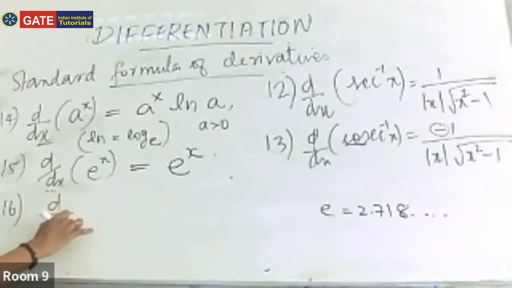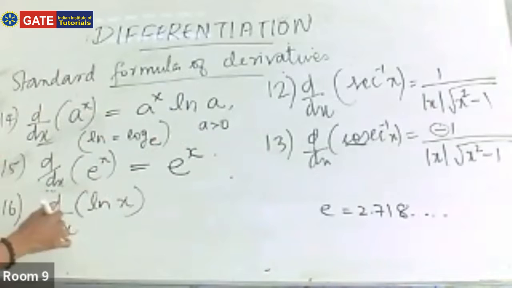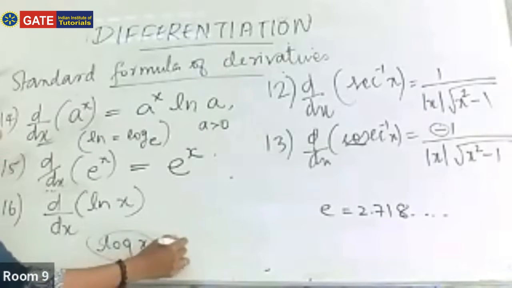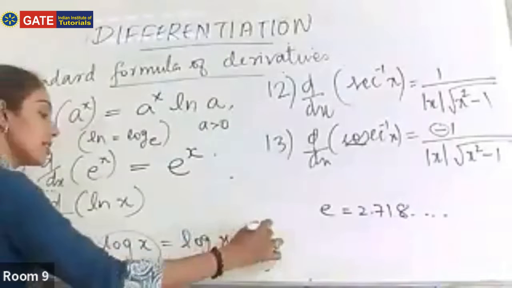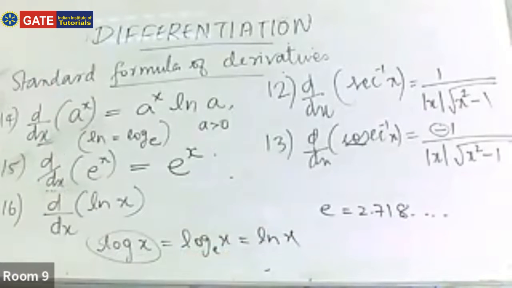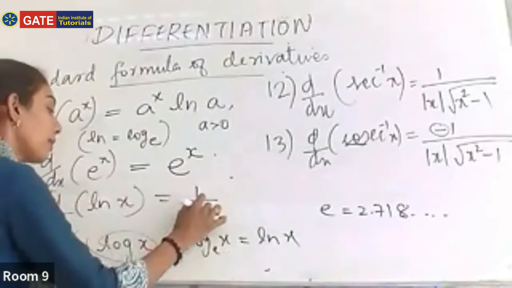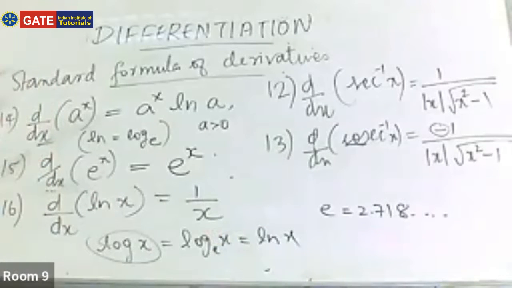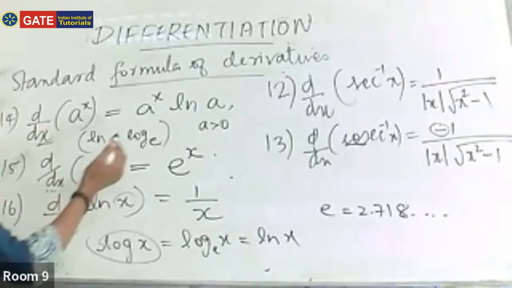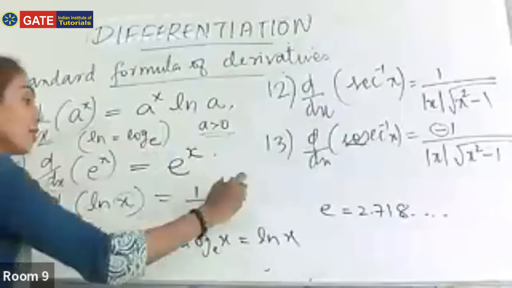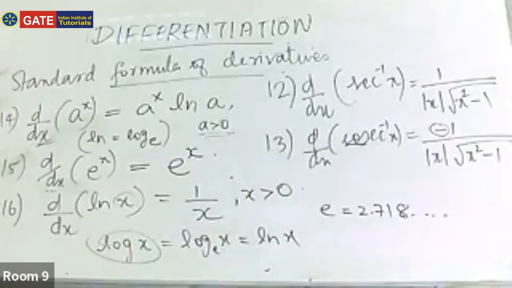Then derivative of log x, ln x, that is log to the base e of x. In calculus, wherever you see log like this, it is the same as log to the base e. That is ln x we are writing. Okay. And this is nothing but 1 by x. Log x derivative is 1 by x. And whenever we take the logarithm function, that variable should be greater than 0. So x is greater than 0 because log is only defined for positive numbers.